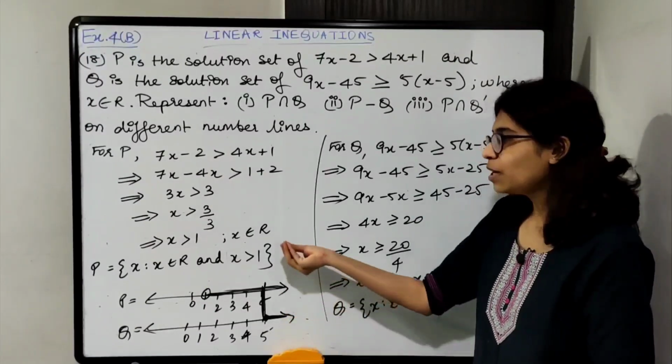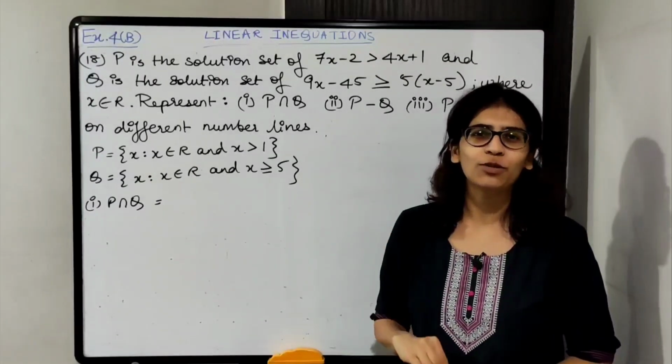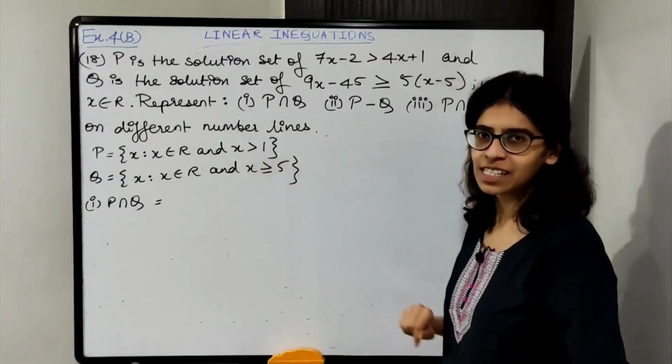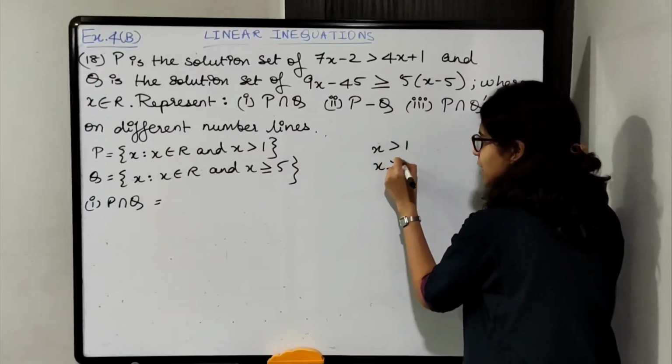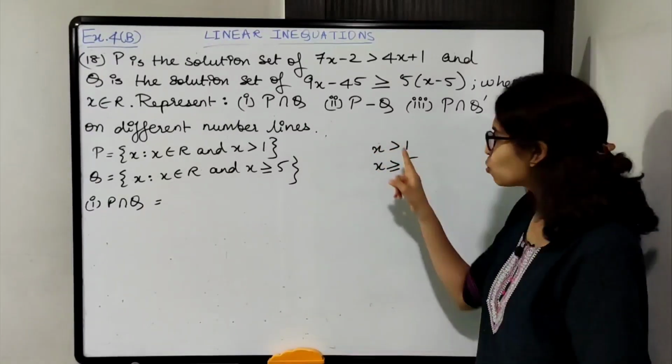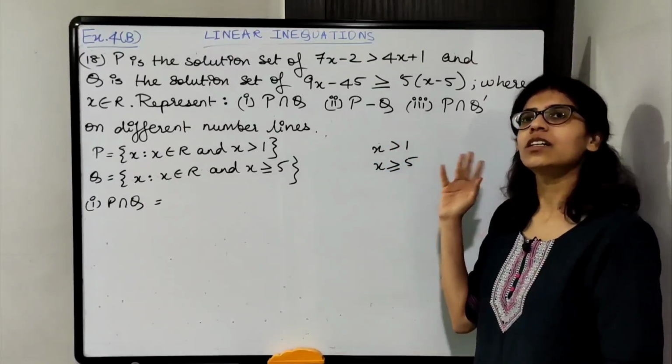Okay, so now we'll write down P intersection Q and plot it on the number line. One more way to look at this is x is greater than 1. Okay, and यहाँ पे भी x is greater than or equal to 5. So दोनों में greater than है. Okay, so for greater than you always consider greater number.